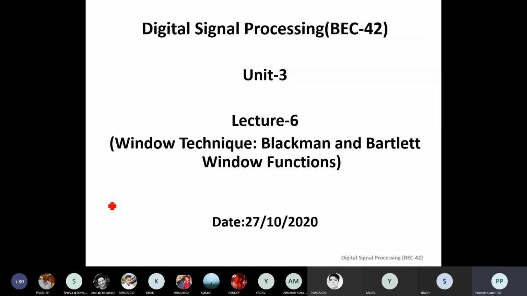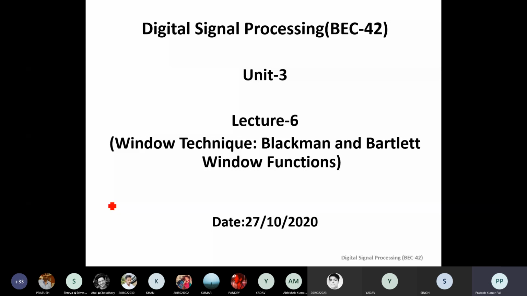So there are different windows. The main motive of these windows is to design a filter that has minimum transition width, or it should have minimum error. Whatever pass band approximation errors are there, that should be minimum. Our main motive is to use that only.